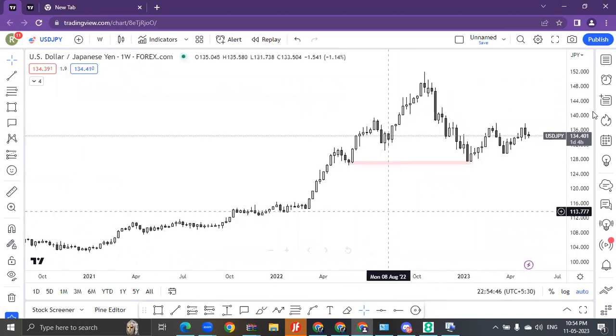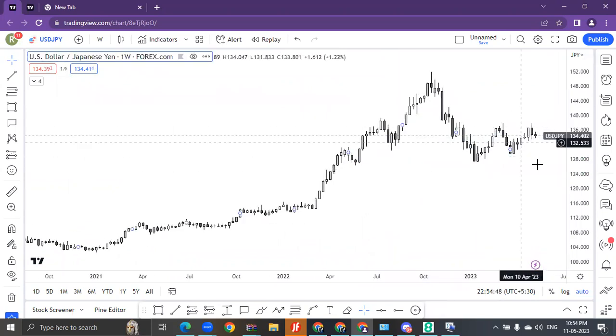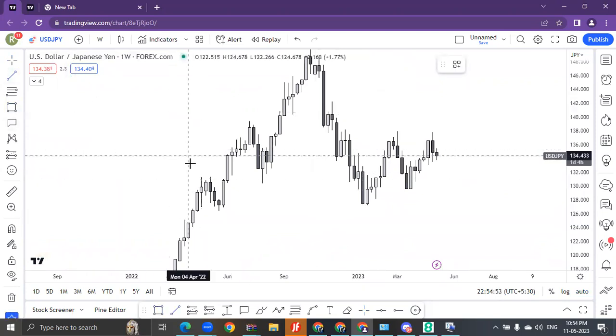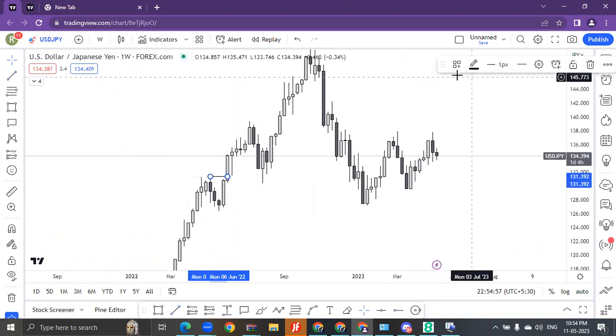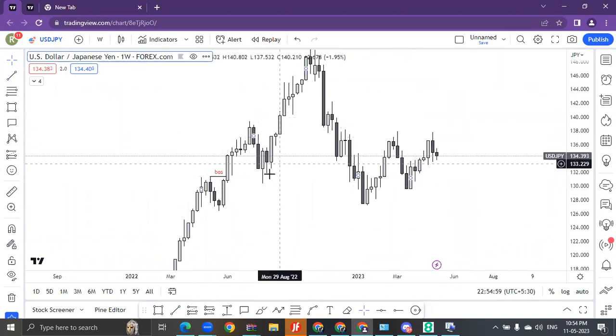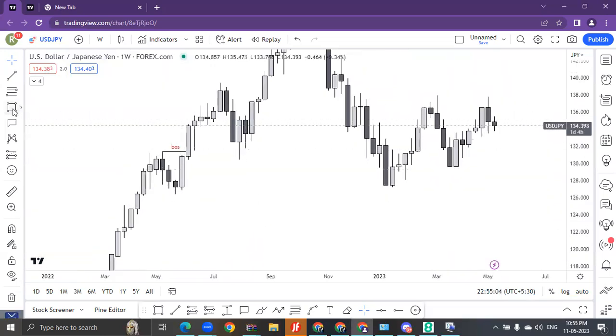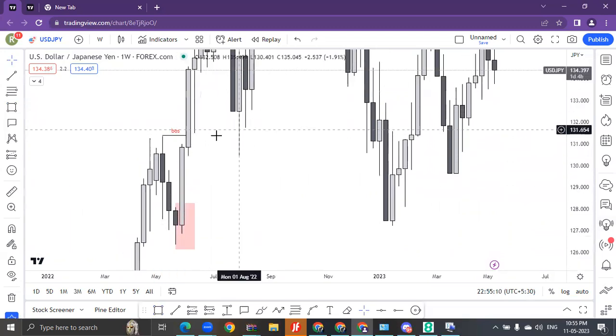So let me go to the weekly first. In the weekly time frame, I have noticed something. We have a breakout structure over this area. When we have a breakout structure, we need to mark 4 things. What are the 4 things? The structure, where the structure got booked, where the origins, and is there any demand area just below?